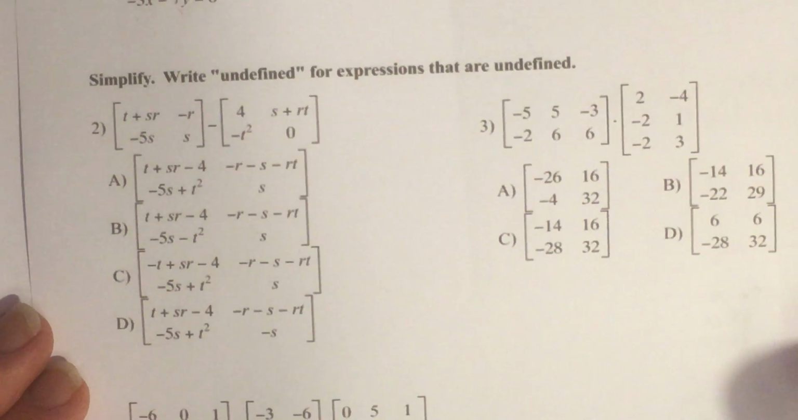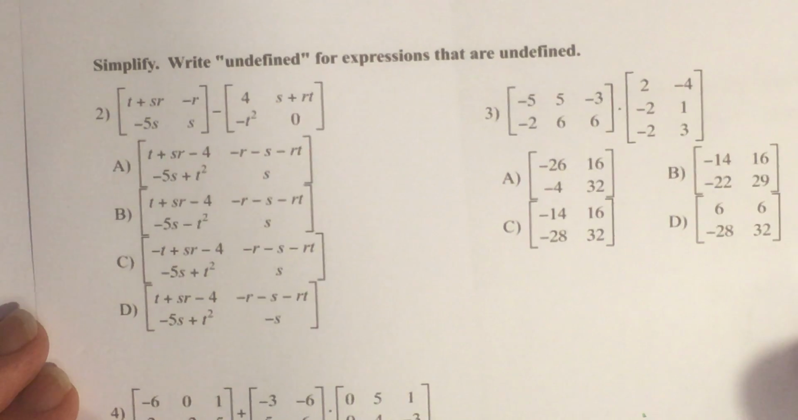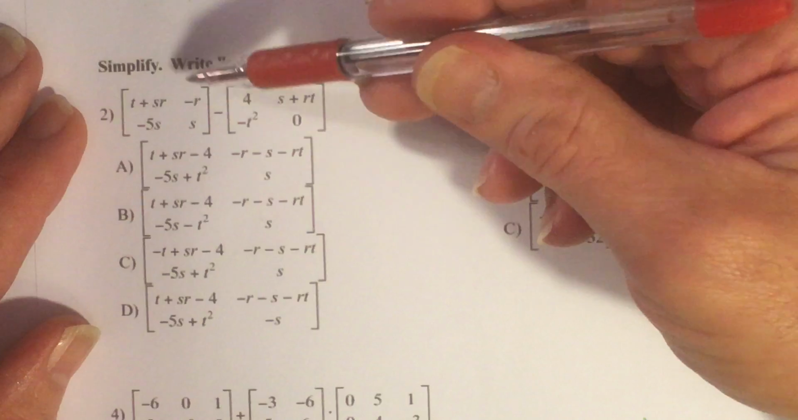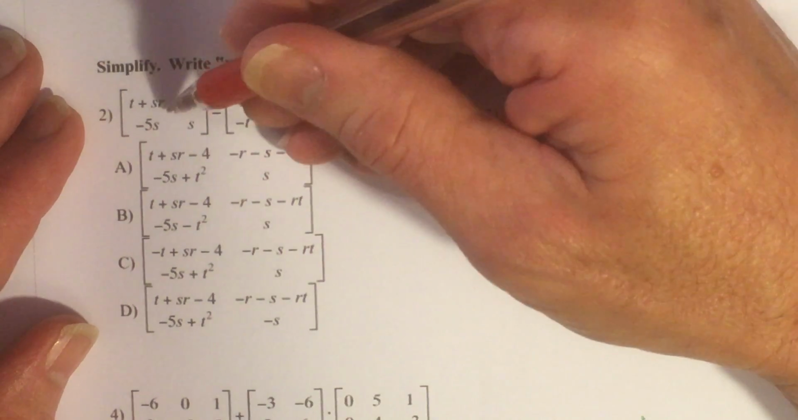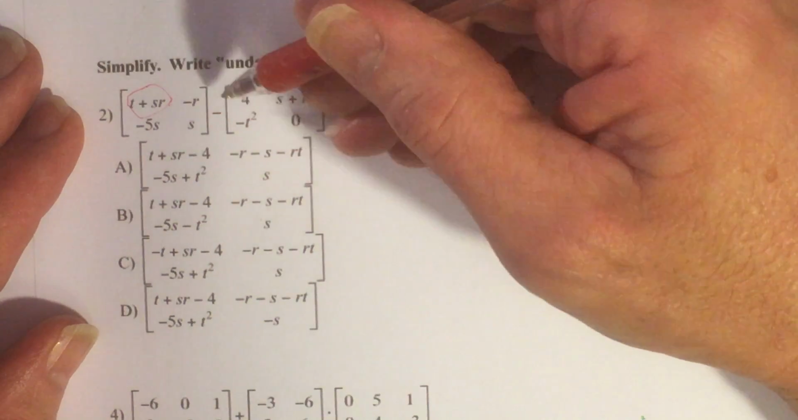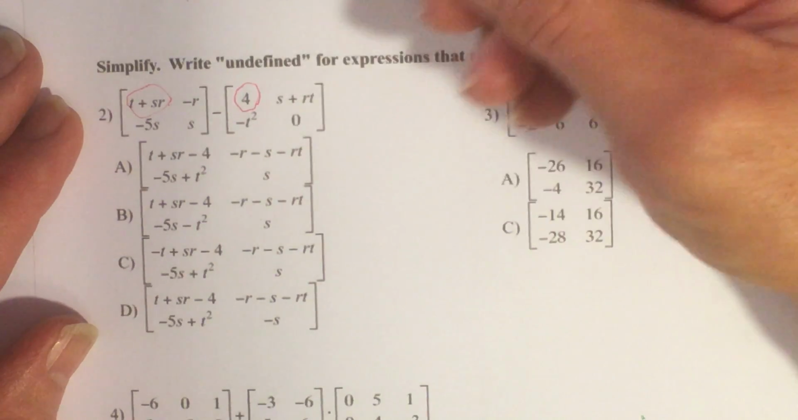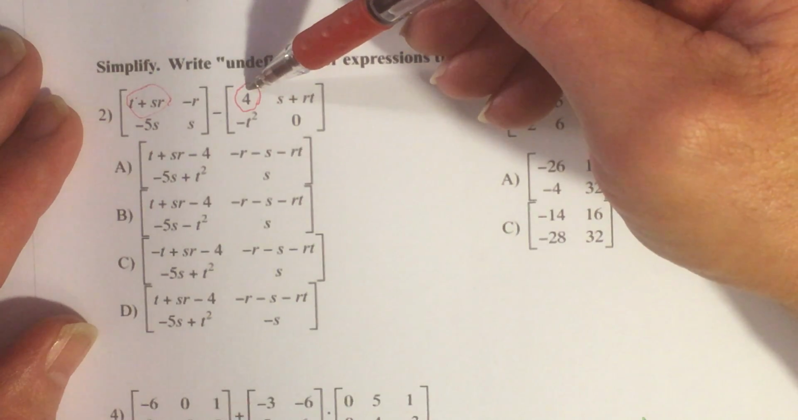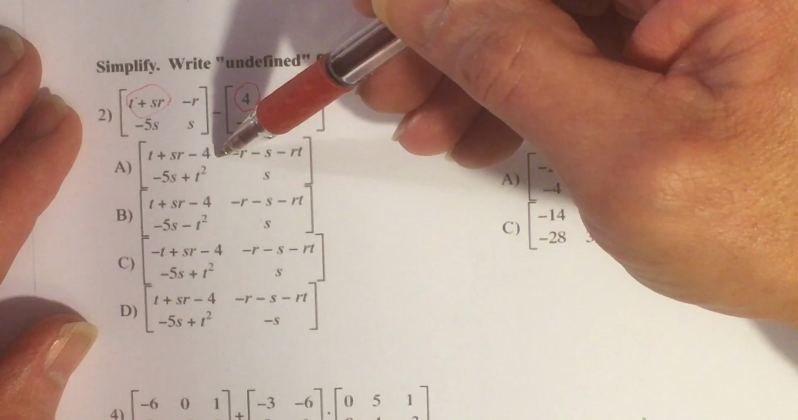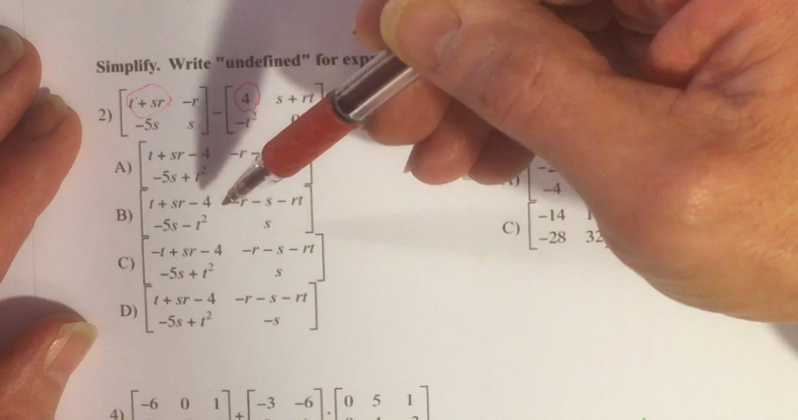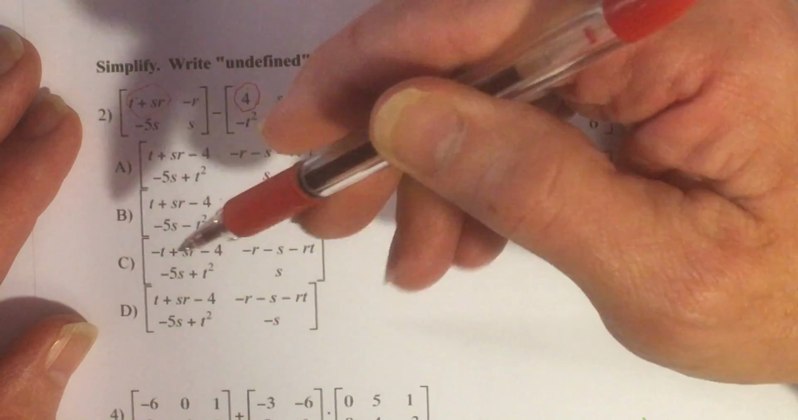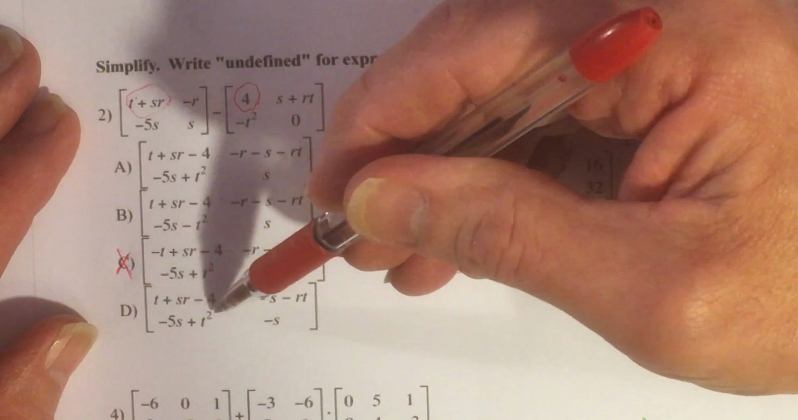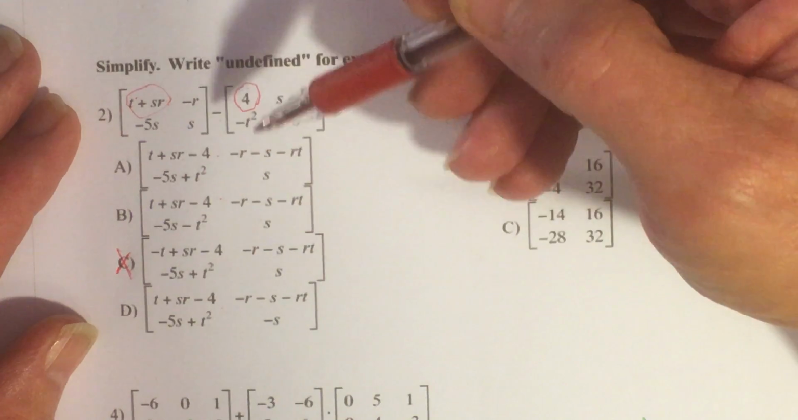Here, you're being asked to simplify, or in this case, really what it means is subtracting these two matrices. So to subtract, you take the corresponding elements and subtract them. So here we have t plus s, r minus 4. So that could be this. That could be this. That could be, oh, that can't be. This is minus t. So we can eliminate this one. T plus s, r minus 4. So it could be any one of these three.